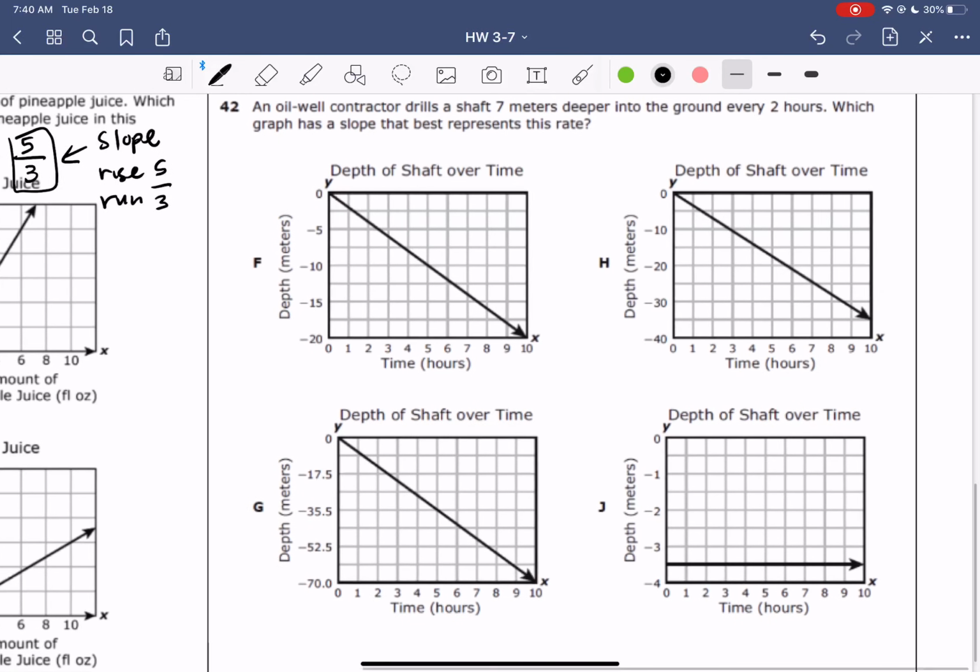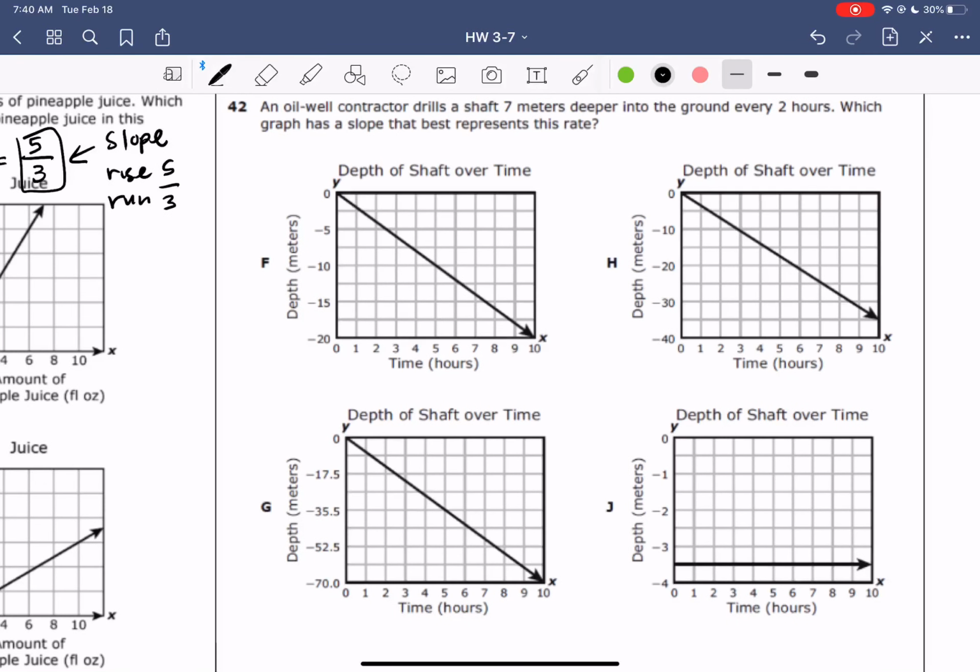All right. So again, it says an oil contractor drills a shaft 7 meters deep into the ground every 2 hours. Which graph has a slope that best represents this rate? So we're going deeper into the ground, so we're probably going to have a negative slope. So we can already eliminate J because this is a 0 slope, and that would just be incorrect because we're going deeper, 7 meters deeper every 2 hours.